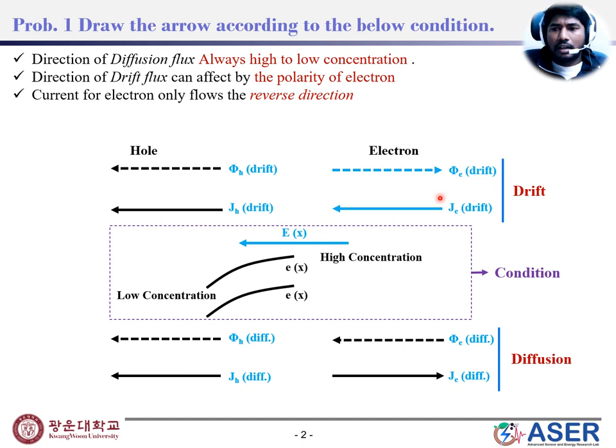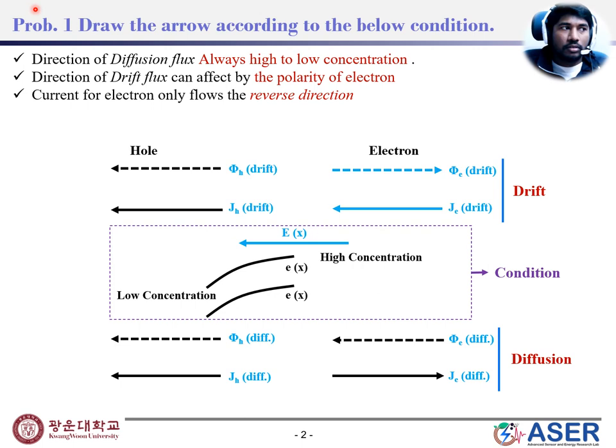Now drift. Drift flux is affected by the polarity of the carrier. So the electric field is in this direction. That's why the hole flux and hole current are also in this direction. But the electron flux, actually the drift flux for electron, is reverse of the electric field. That's why it is in this direction, and current is reverse of flux. That's why it is in this direction.